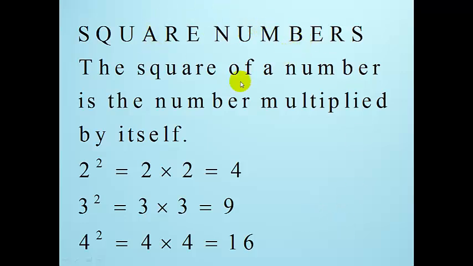Now square numbers. The square of a number is the number multiplied by itself. So when we say 2 square, it means 2 times 2, and the answer is 4. 3 square is equal to 3 times 3, and the answer is 9. 4 square is equal to 4 times 4, and the answer is 16.